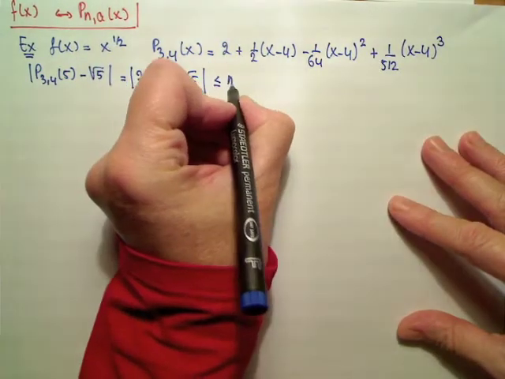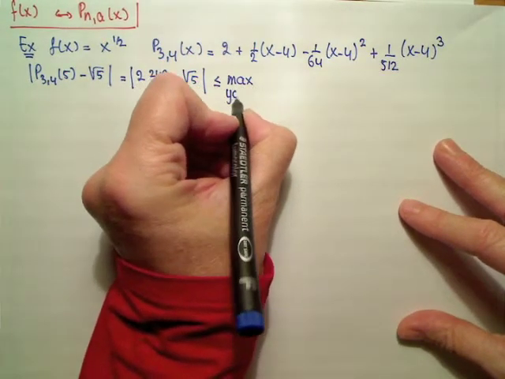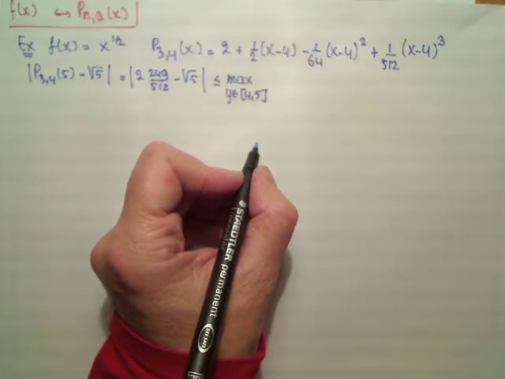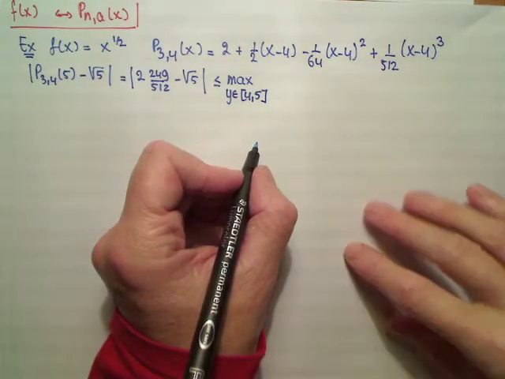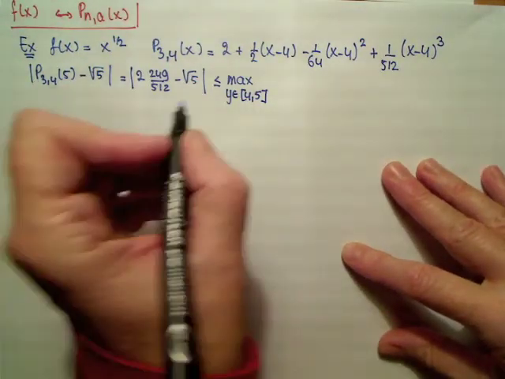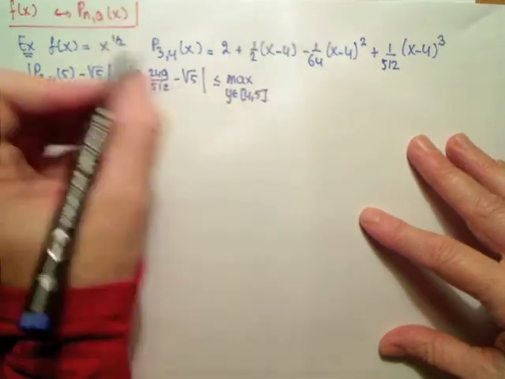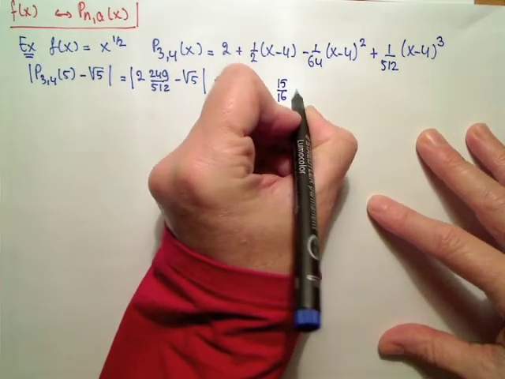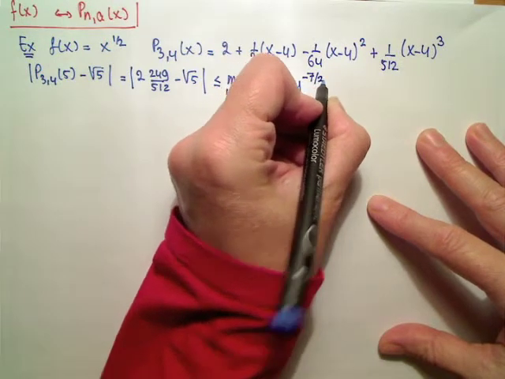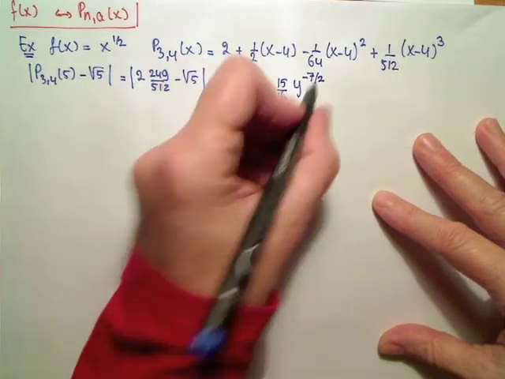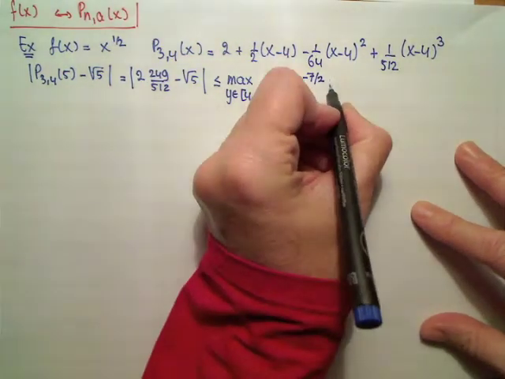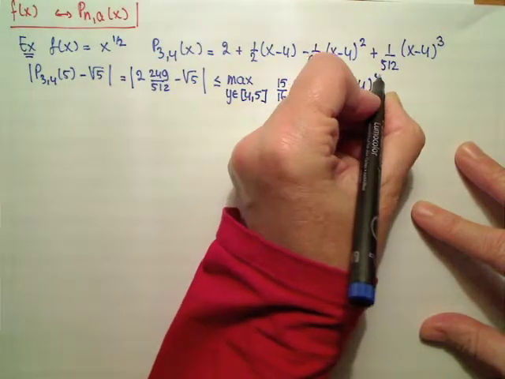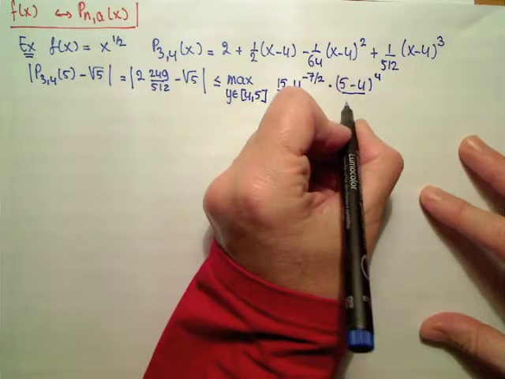By Taylor's theorem, we know that this difference is less or equal to the maximum over all values y between the base point 4 and the point of interest 5 of one of the derivatives of our function f, and the derivative that we have to take is one higher than the order of the polynomial, so we have to look at the fourth derivative of the function square root, and this fourth derivative is equal to 15 over 16 multiplied by y to the minus 7 over 2, and of course we have to take absolute values, but this is a positive number, and we have to multiply this term by the difference between the point of interest and our base point to the power 4, again one higher than the order of the polynomial.